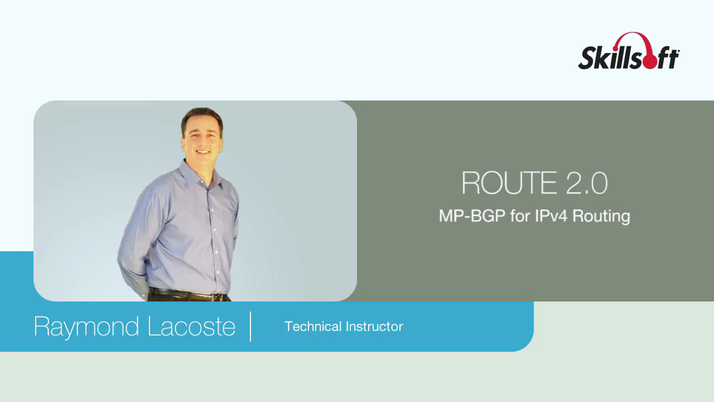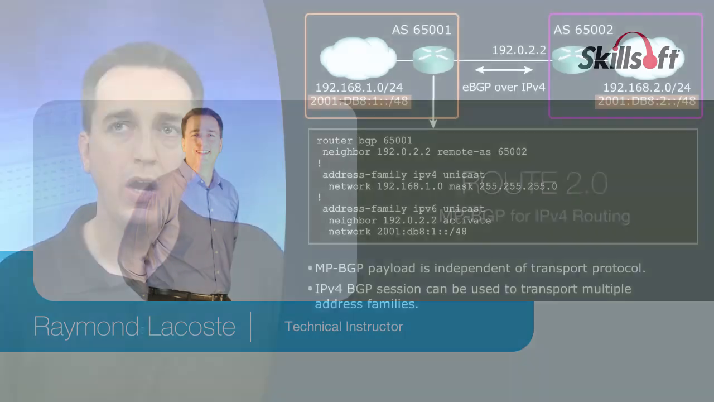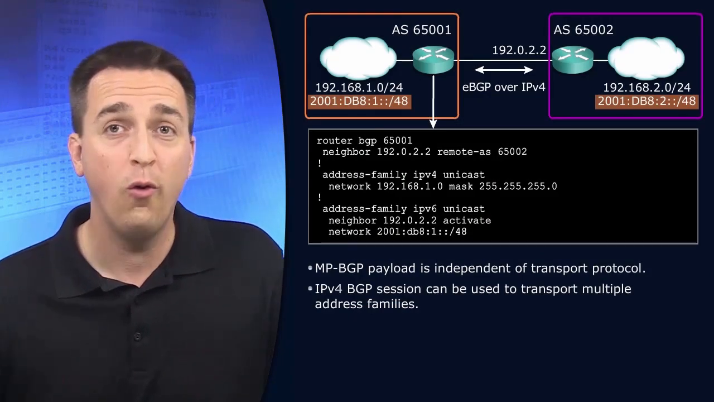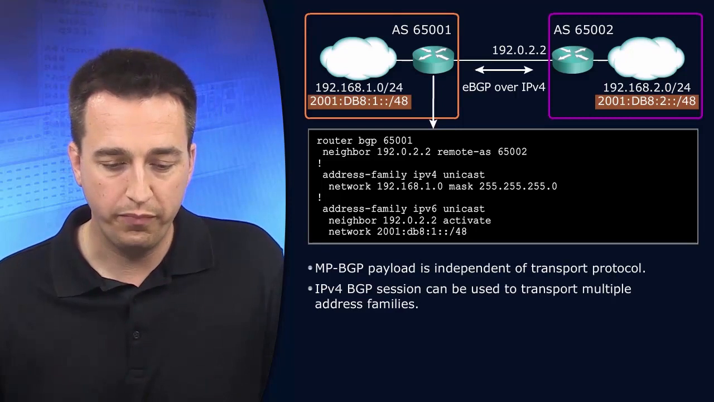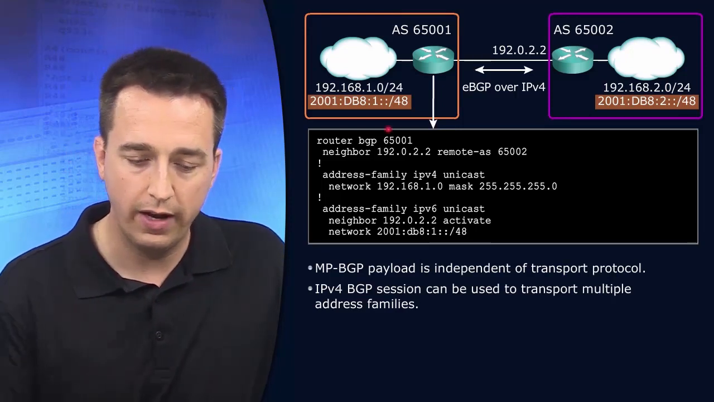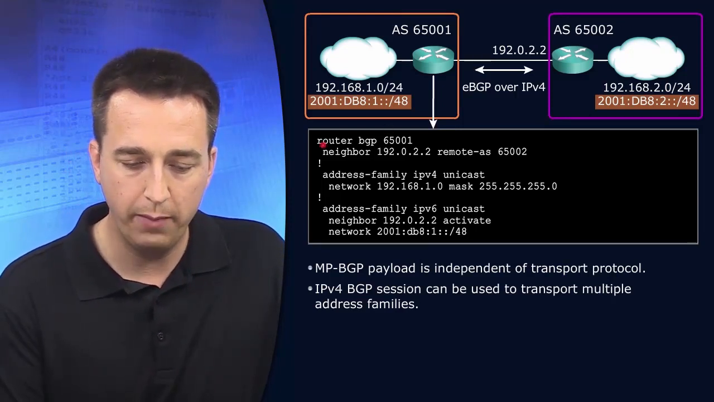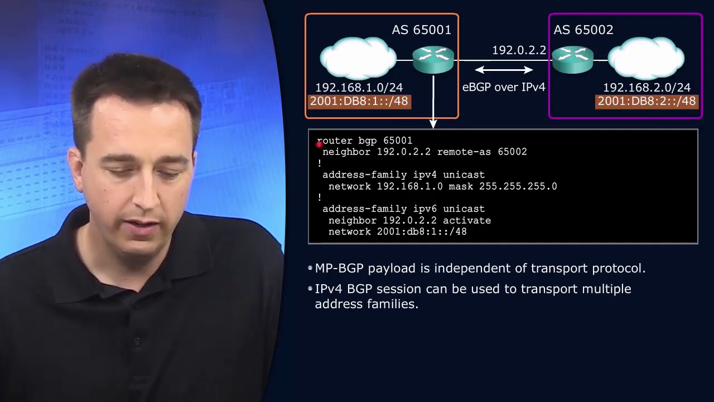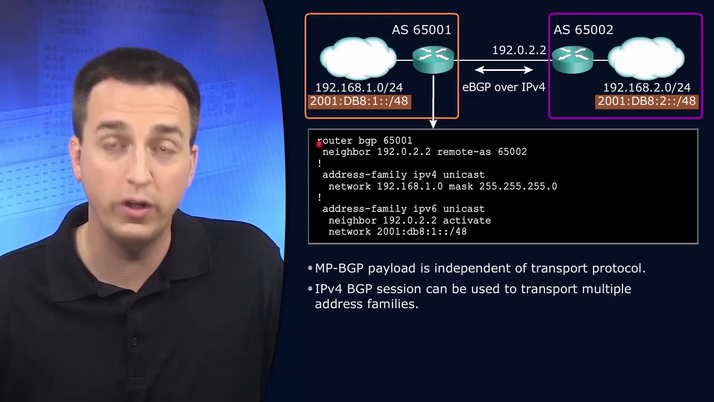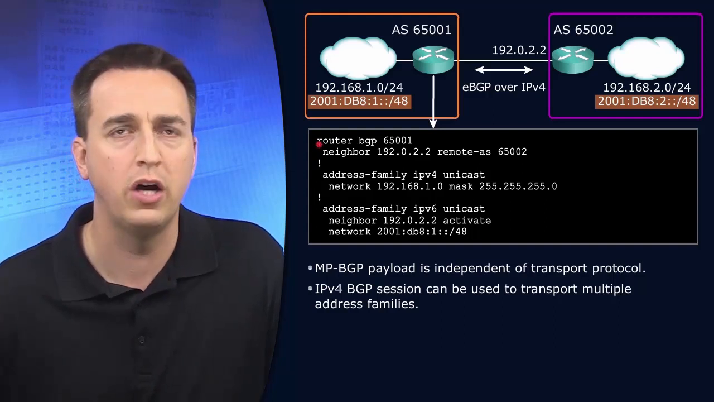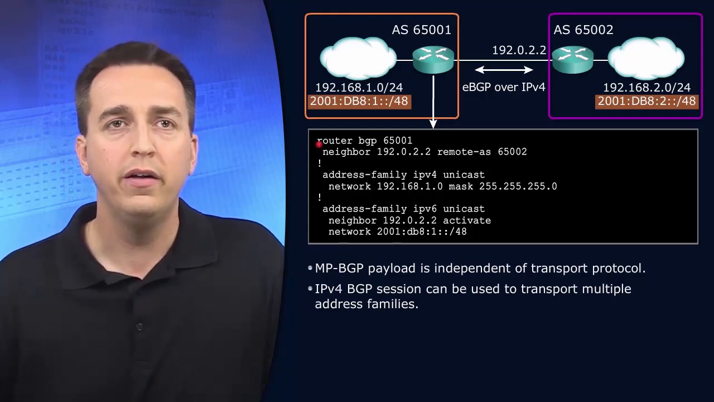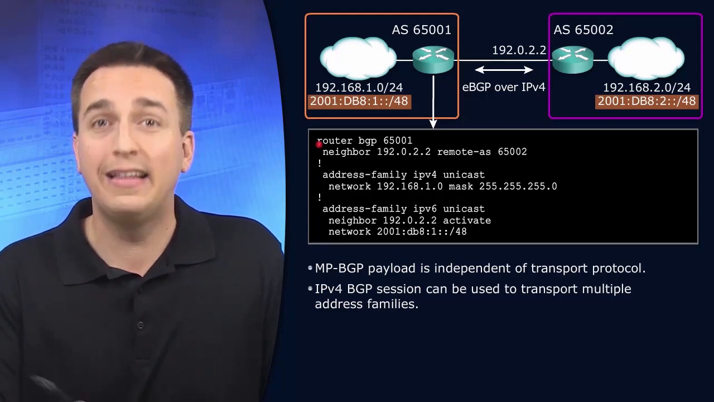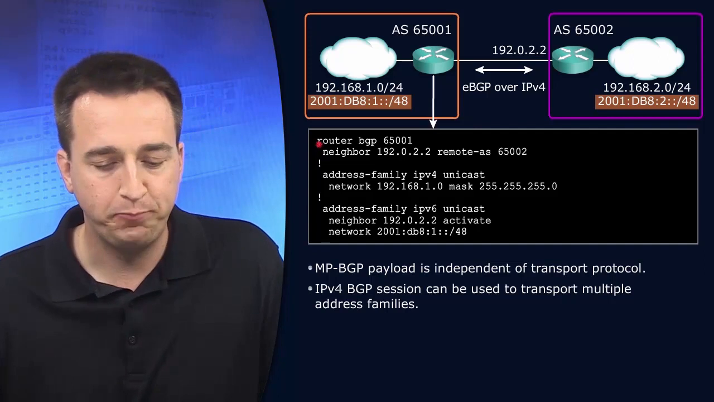Here's an example of how we can exchange IPv6 BGP routes over an IPv4 TCP session. Our router on the left-hand side is going to be forming a neighbor adjacency with the router on the right-hand side. The router on the right-hand side has IP address 192.0.2.2, and it's in Remote Autonomous System 65002. This we are familiar with from our lengthy BGP discussion we've had.